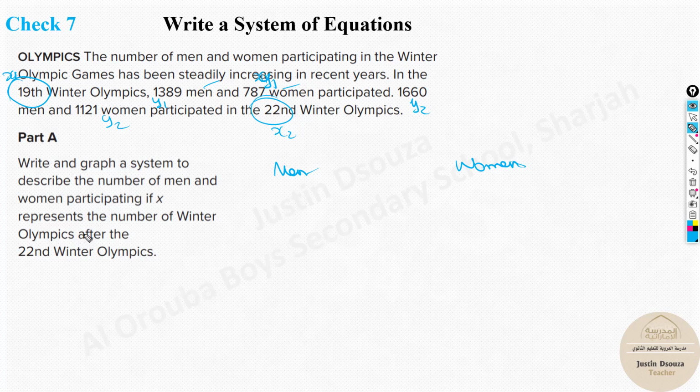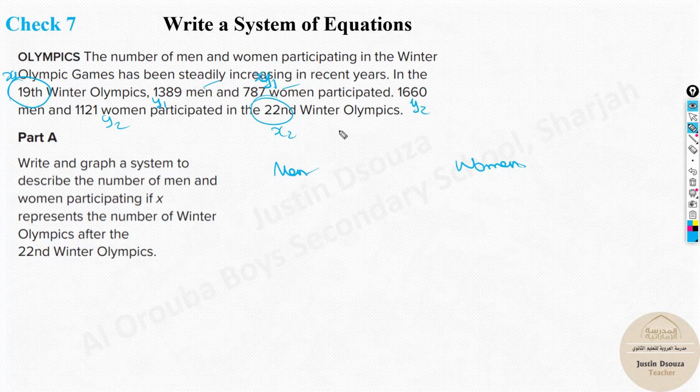Over here they want: write a graph system to describe the number of men and women participating. You basically have to get the equation and graph it. That's the main thing they want. In the previous case, it was two countries, China and India. Now it's men and women.